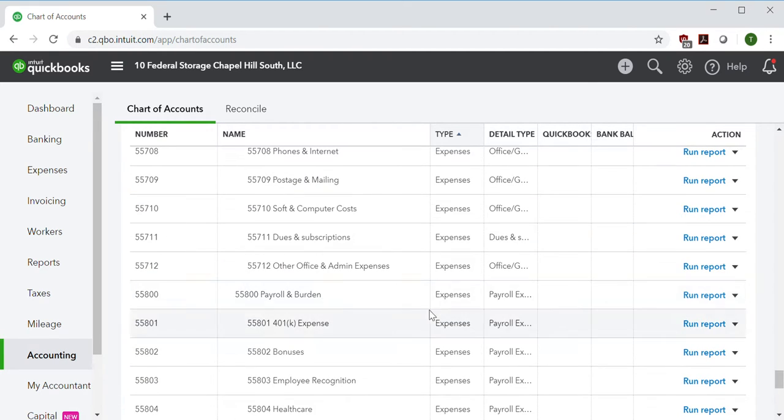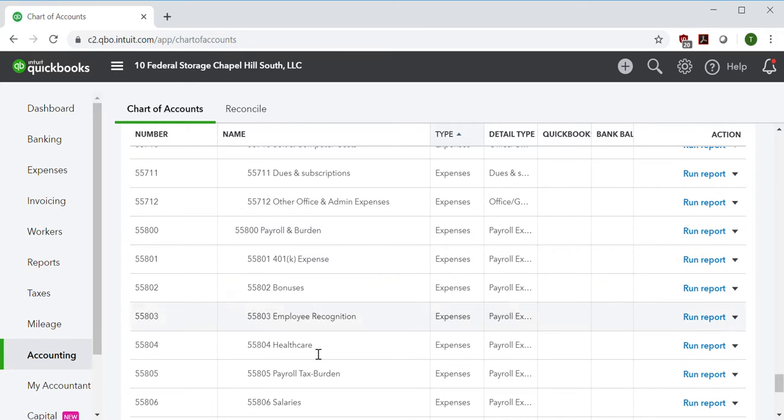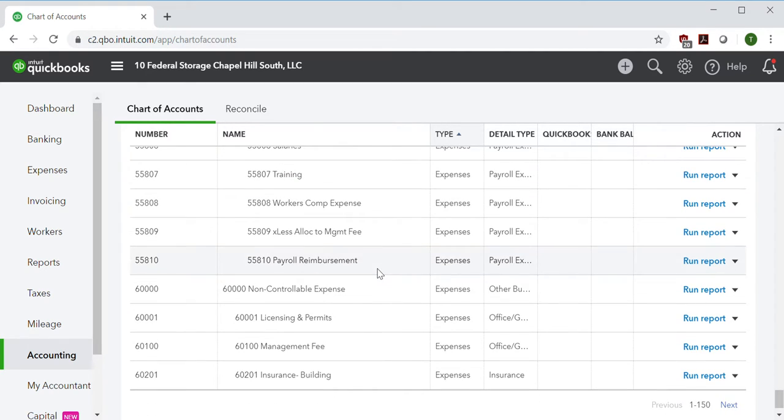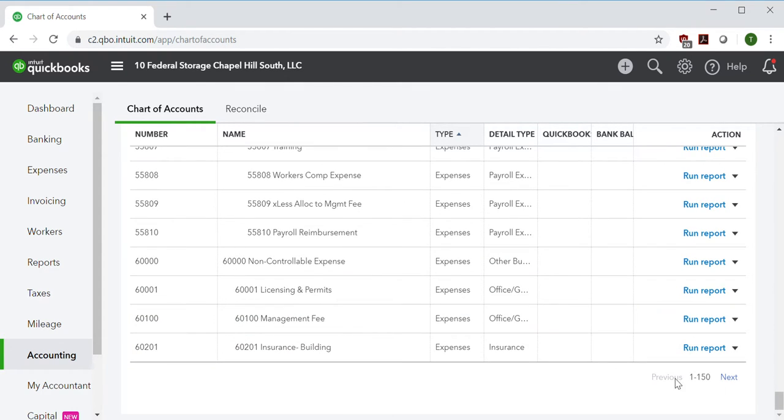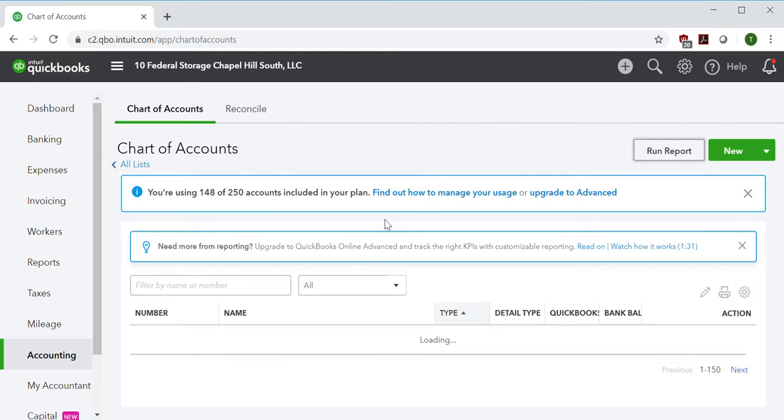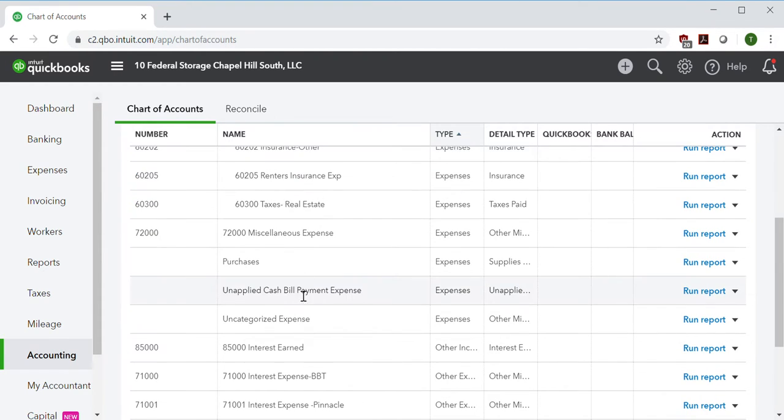and all of these should be inactive, and I don't know why they are still active. We'll deactivate all of the payroll, so you won't even see it, because there's no payroll associated with each one. And then you have your non-controllable costs, which is your licensing, management fees, insurance, loan interest, renter's insurance expense, and then you have miscellaneous.